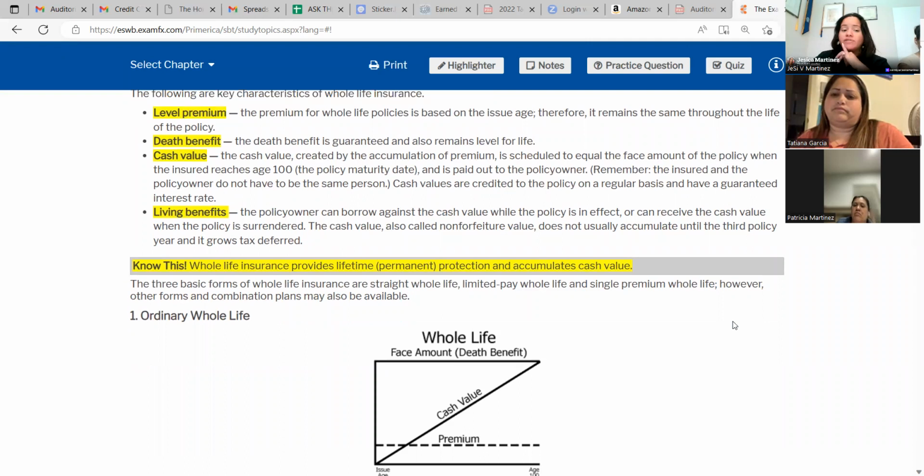Know this: whole life insurance provides lifetime, which is permanent protection, and accumulates cash value. So that's the biggest difference when you're seeing the questions. If it says a term policy or 20-year insurance, that's term. It has an end date, a period of time, and it does not have cash value. That's a term life insurance policy. If it's permanent, if it doesn't have an end date or it says until age 100 and it accumulates cash value, then that's whole life. So term and whole life, the biggest differences, okay?